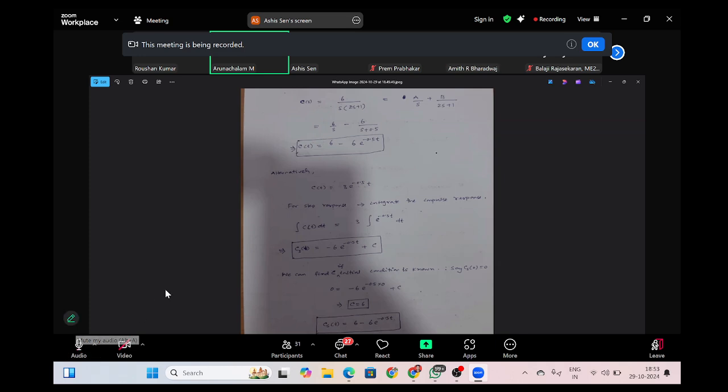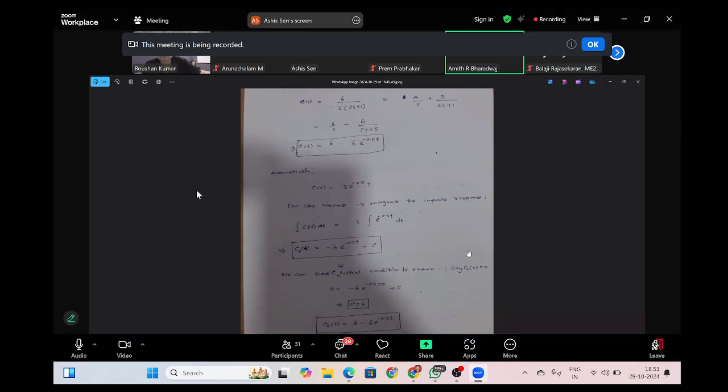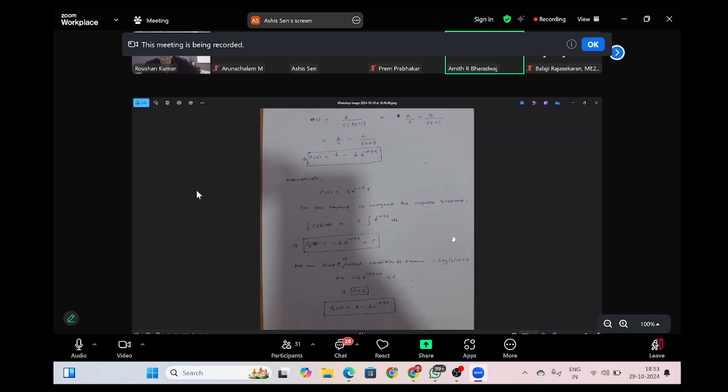Will we have marks for the steps being accurate? I'm sorry, can you speak louder? Sorry, sir. Would there be marks for accurate steps or something like that?